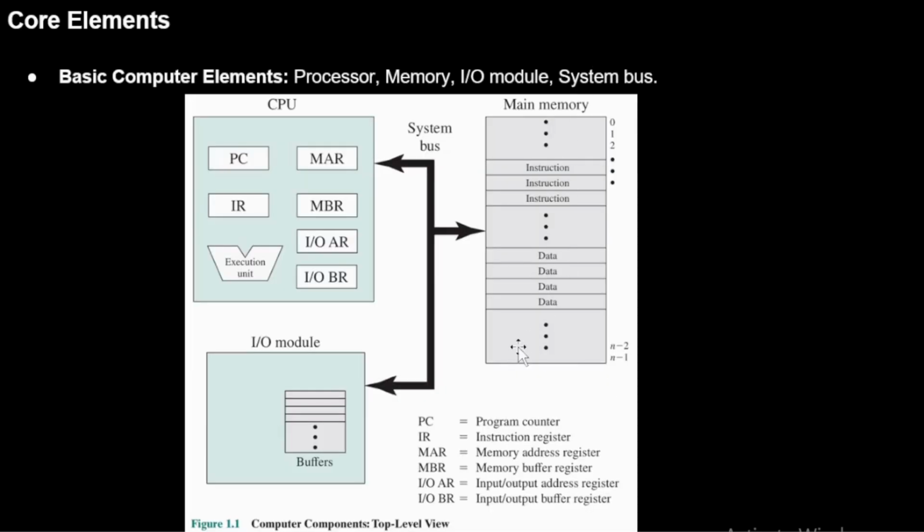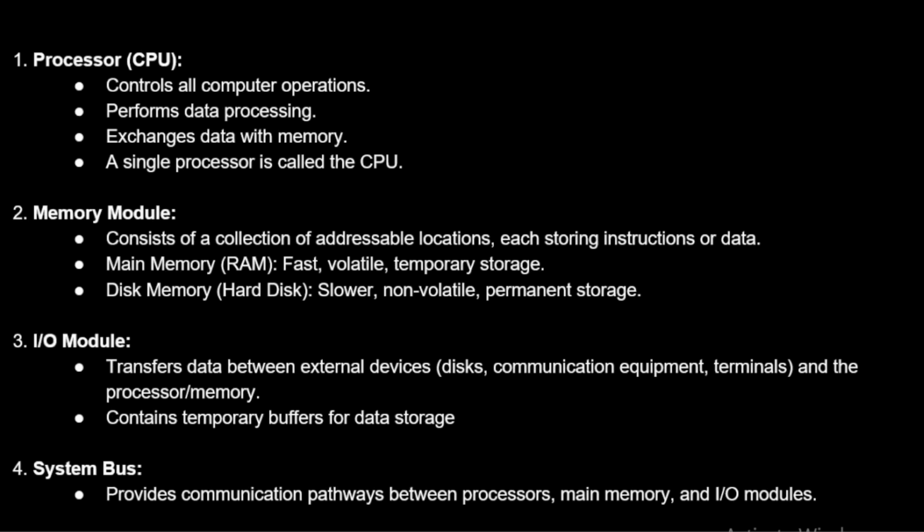Next is the memory module. The memory module consists of a collection of addressable locations for storing the instructions or data. The memory is just like your kitchen store that holds the ingredients, that is the instructions and or the data. The memory can be of mostly two types. First one is the main memory, which is the RAM. Another is the disk memory, that is the hard disk. As you know, the RAM is fast, volatile and stores data temporarily, whereas the hard disk is slower, non-volatile and stores the data permanently.